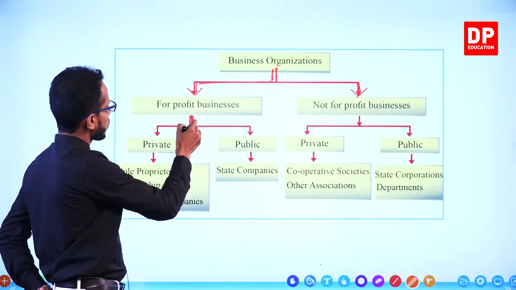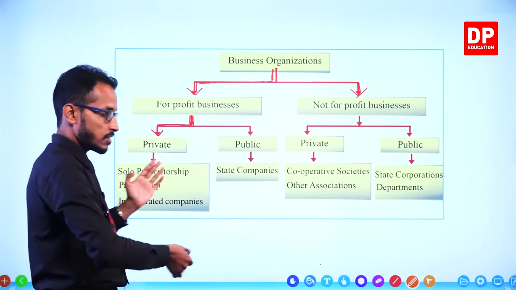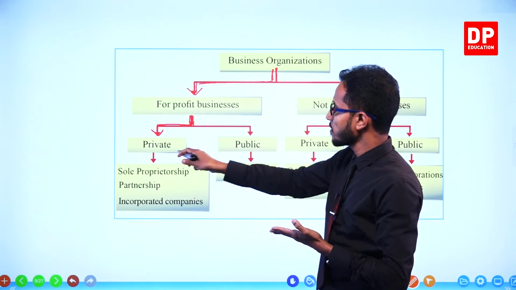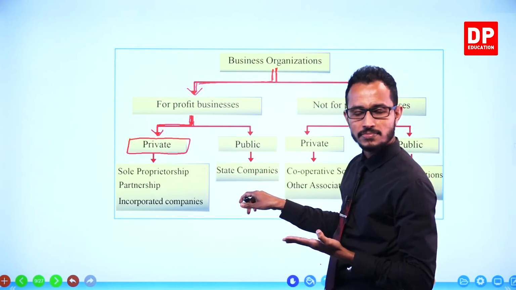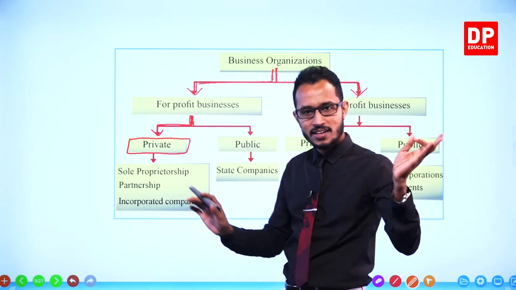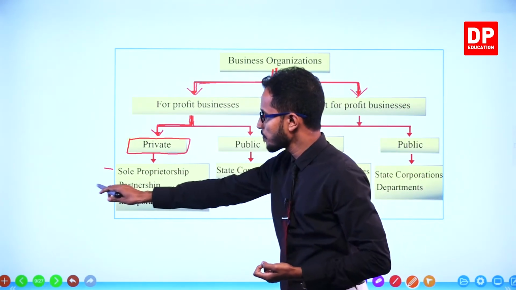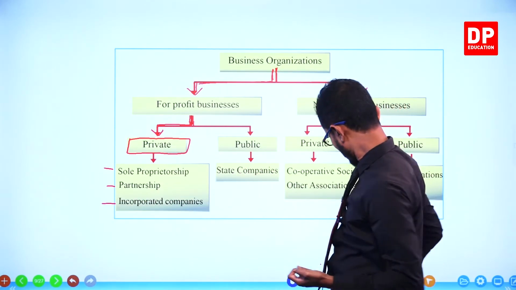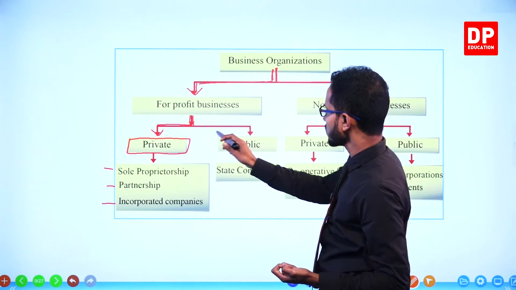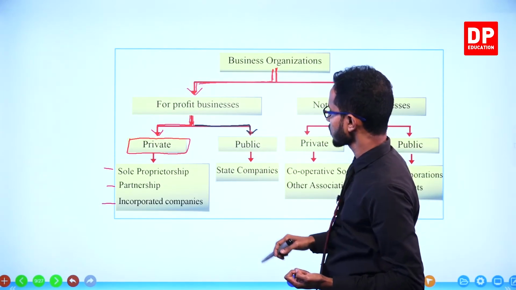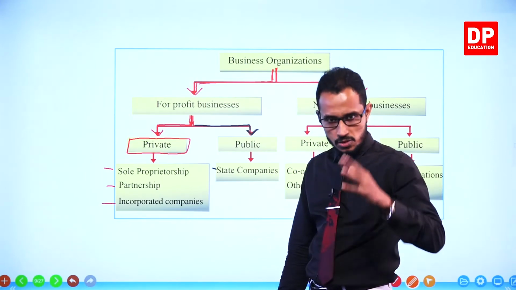Just like I told you, for profit in the private sector, I'll move to this side. For profit in the private sector, you get more than the public sector. This is what I told you, right? For profit in the private sector are more than the public sector. In the public sector, we have only one. Only one, only this. That's what I told you.